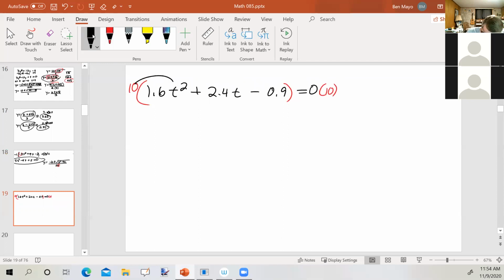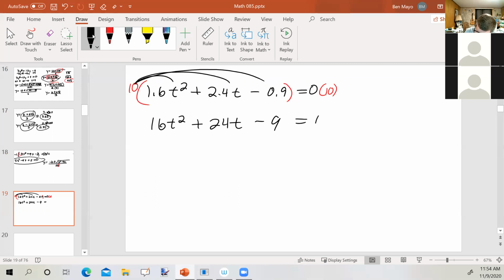Okay. So 10 times 1.6t squared would be 16t squared. 10 times 2.4t would be plus 24t. 10 times minus 0.9 would be minus 9. And 10 times 0 is 0. So here again, we now have nicer numbers, 16, 24, and -9 as our A, B, and C. You could use the decimal numbers and put them into the quadratic formula, but it tends to be easier to calculate them using whole numbers. Anyway. Questions on that? No. All right.